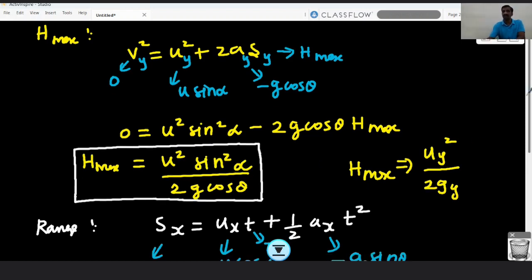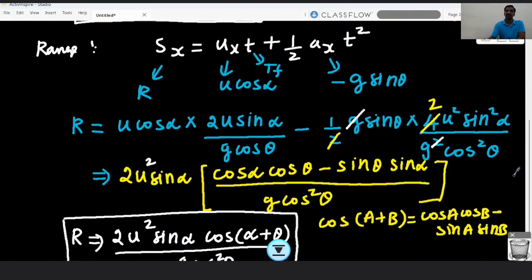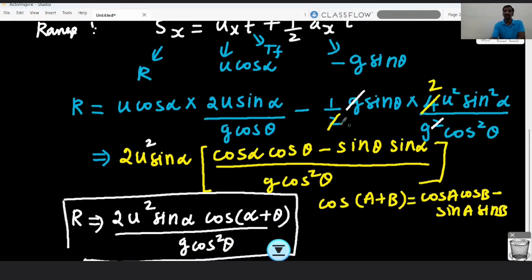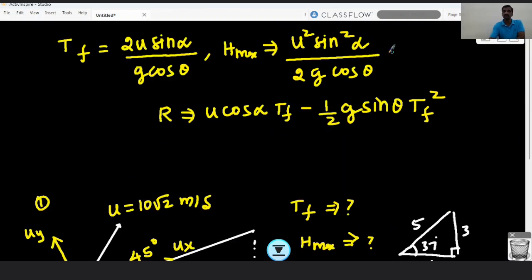Okay, and then we have discussed the range formula. For the range formula we need to do this calculation, but when we are doing numericals we can use this equation alone, which is enough. So it will be easy for us to solve the numericals without making any mistakes.